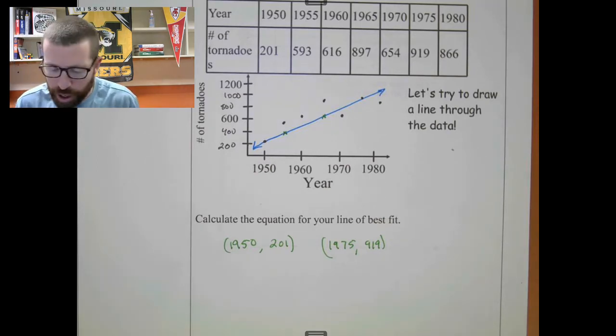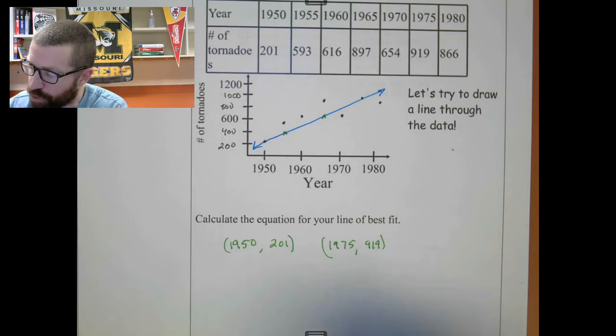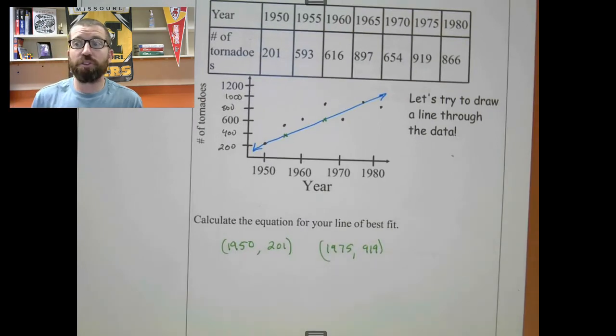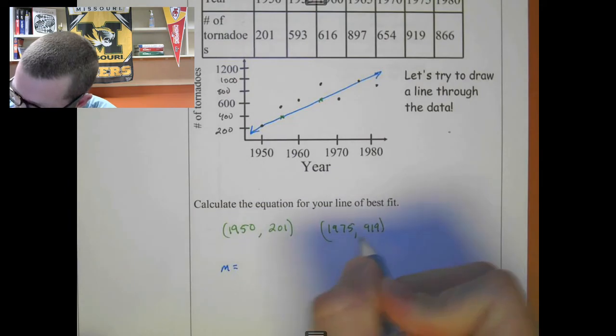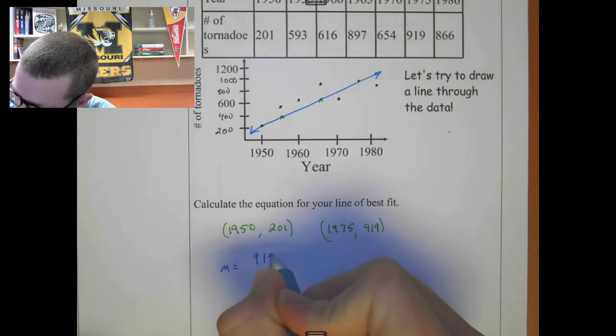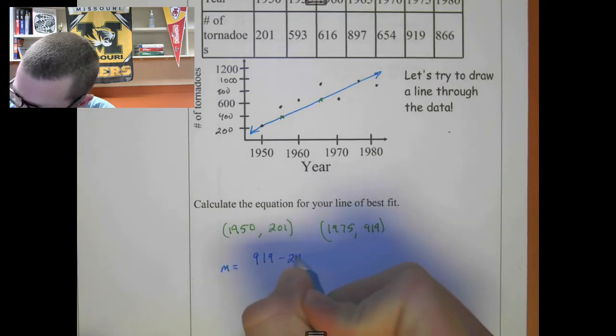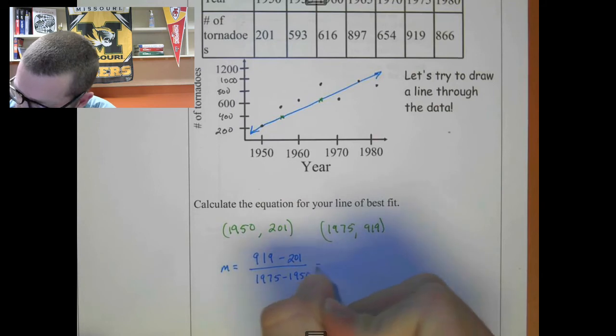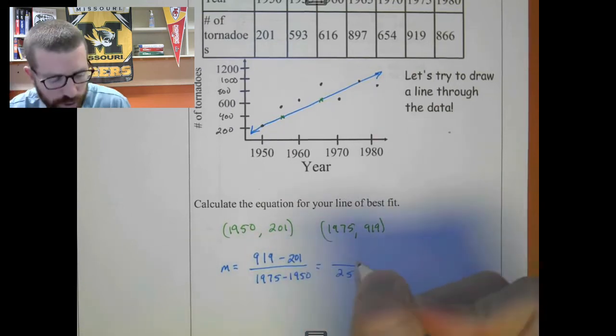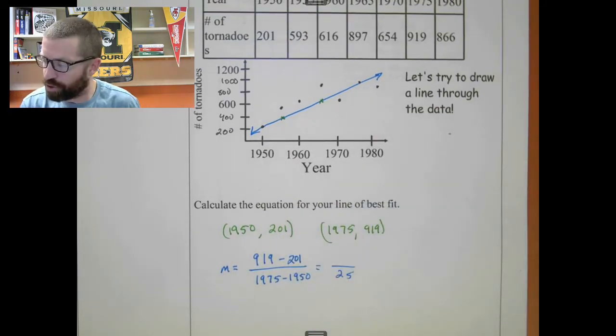Okay, so then let's calculate the equation of the line. So this is nothing new. If you know how to write an equation of a line, it's just where we pulled our points from. So we can find our slope. So m is y2 minus y1, make sure y's go on top, over 1975 minus 1950. So that's 25 years.